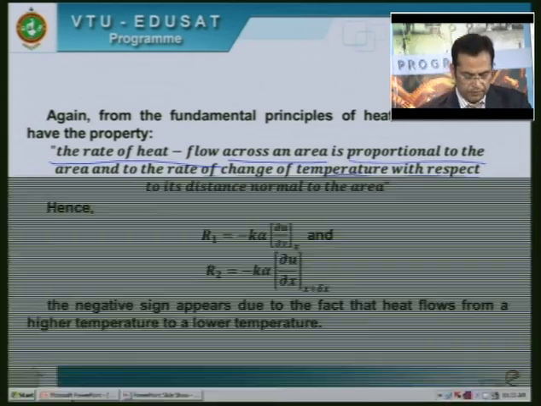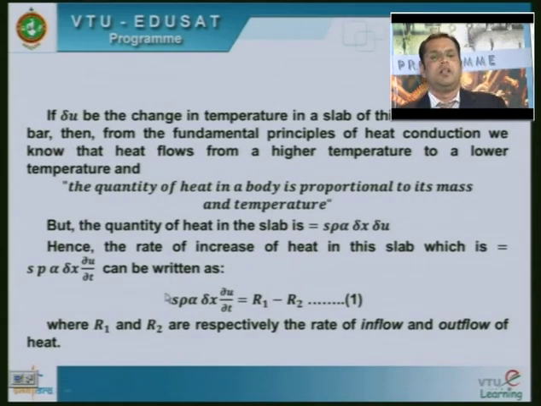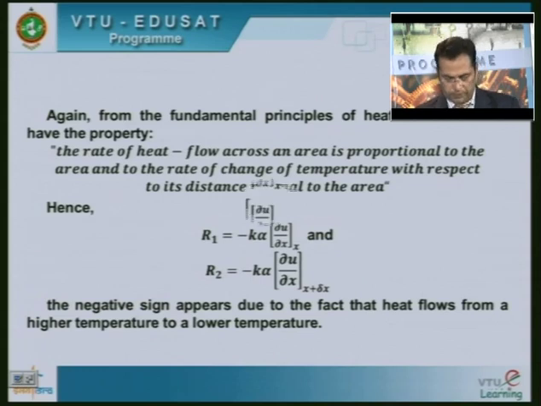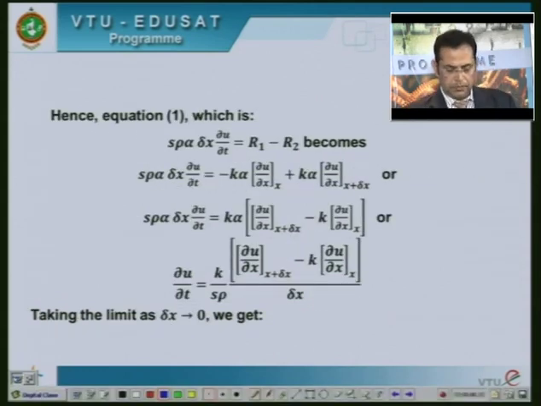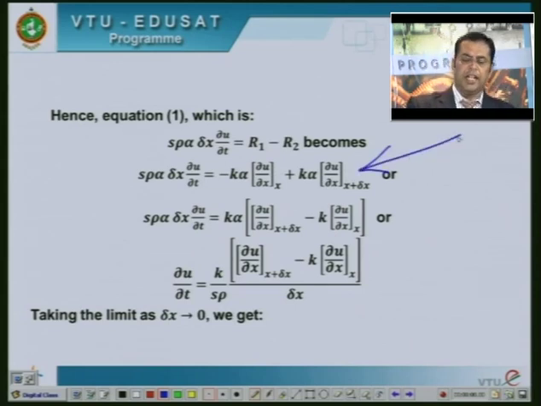So that when you substitute these expressions in equation 1 here, S rho delta x dou u by dou t equal to R1 minus R2, you get S rho alpha delta x dou u by dou t equal to, first we substitute R1, minus k alpha dou u by dou x at x plus k alpha dou u by dou x at x plus delta x, or take common factor k in this and write it in the reverse order.